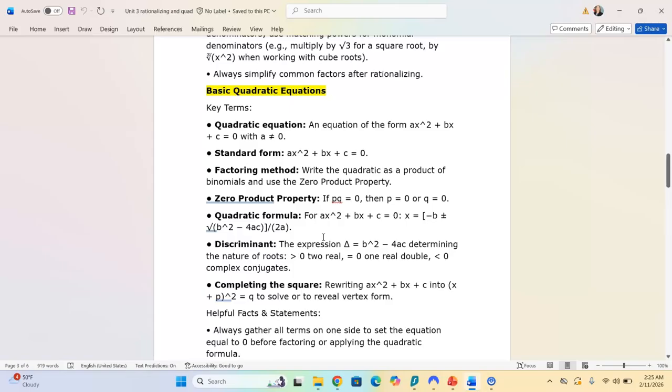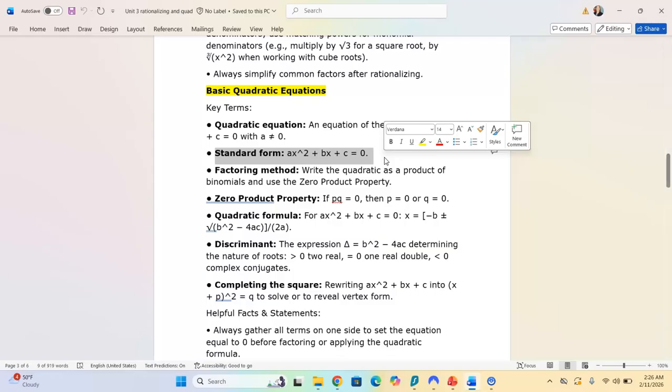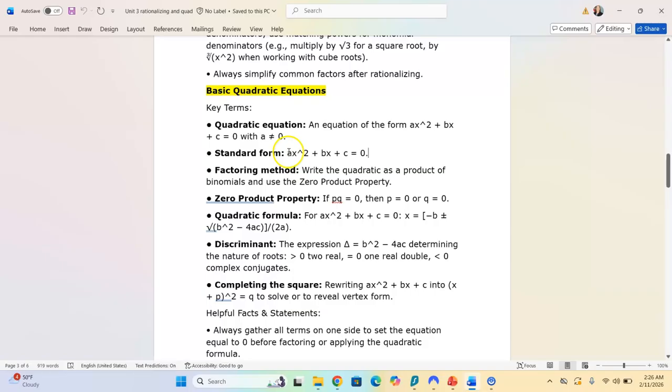So essentially the quadratic equation is an equation of the form ax to the second power plus bx plus c equals 0, where a is not equal to 0. So your standard form with a quadratic equation is this. Let me just highlight that right there for you. If you check that standard form out, that's what you need to become familiar with, okay? Anytime we say quadratic equation, this is it.